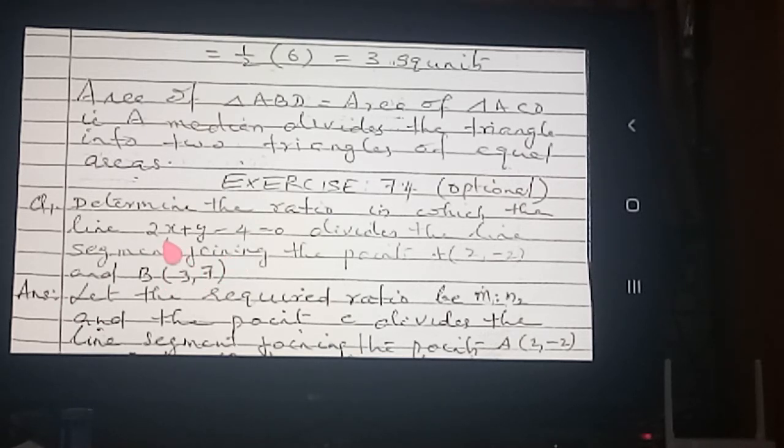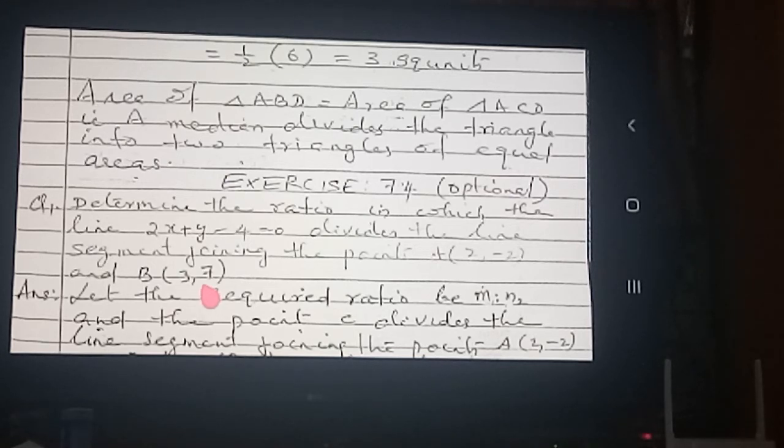What's that line? 2x plus y minus 4 equal to 0. The line representing this equation is dividing the line segment joining these 2 points. In which ratio it is dividing, you want to find out. So we have to find out in which ratio it is dividing. We do not know in which ratio they are dividing.